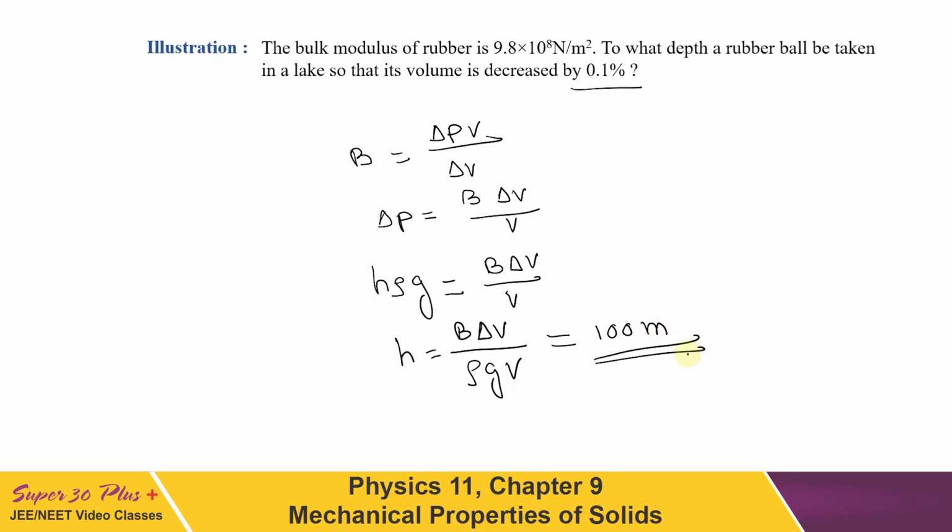So if we go inside the water by 100 meter, the volume will be decreased by this much for the given rubber ball. So if a rubber ball is taken inside the water by a depth of 100 meter, its volume will be decreased by 0.1%.